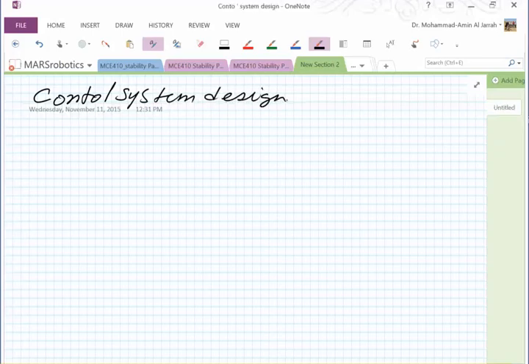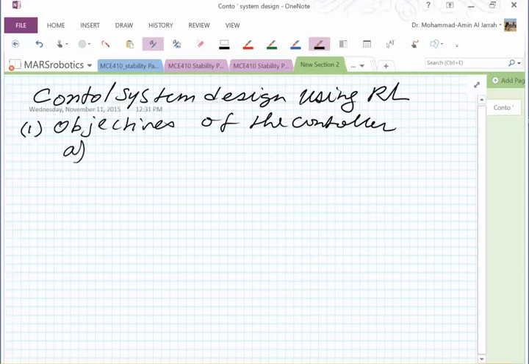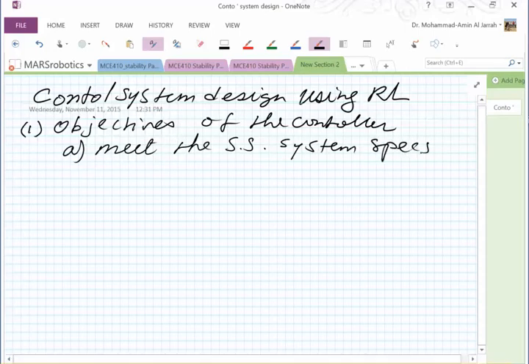We started the class using the root locus method. Okay, this is what we want to do. So we said last time that the objectives of the controller are to meet the steady state system specs. So we want to meet the steady state error performance.